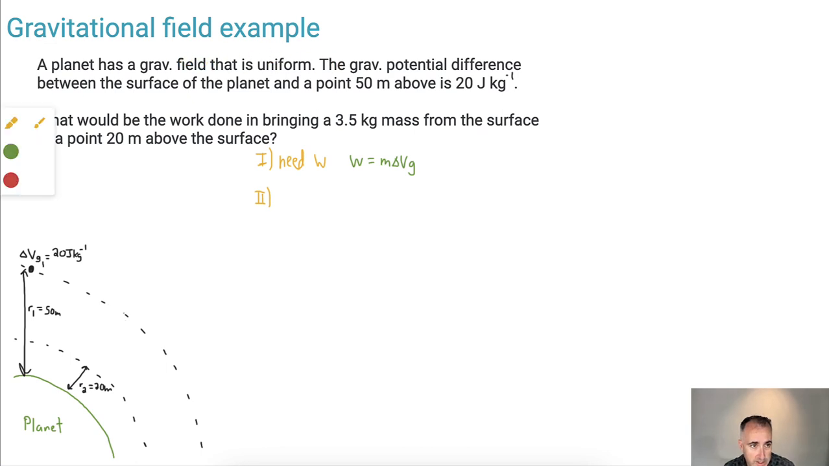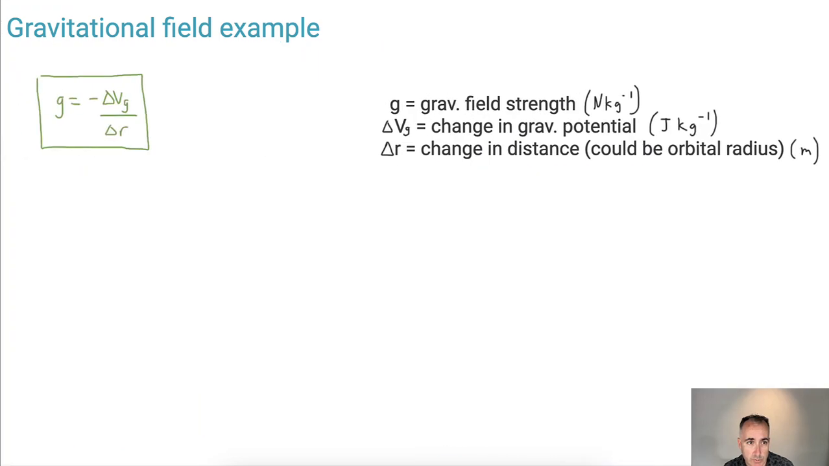We're told that this field is uniform. What does that actually mean for us? It means that G is constant. That's the only thing we know, that G is constant. So how do we deal with this? Well, let's just go hunting. Do we have an equation for G? We sure do. It goes delta Vg over R.